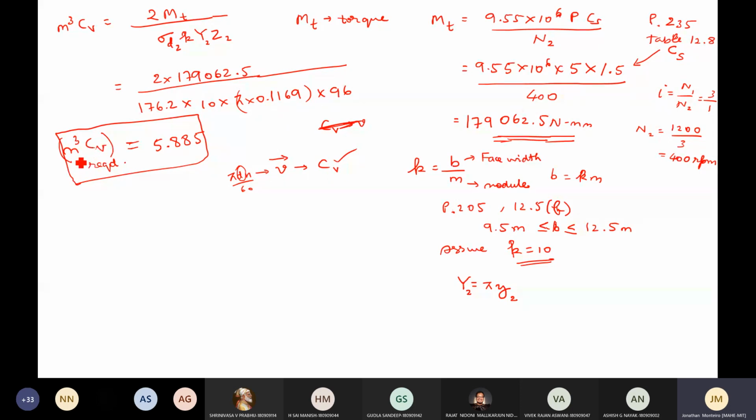That is why we are keeping both those as separate unknowns which need to be calculated, keeping in mind that M cube CV must be equal to 5.885. Now you have to do some iterations based on which this 5.885 will be satisfied. You put different modules, then arrange the CV accordingly, and see whether it allows you to fit that process. So let us do a small table here for that iteration.